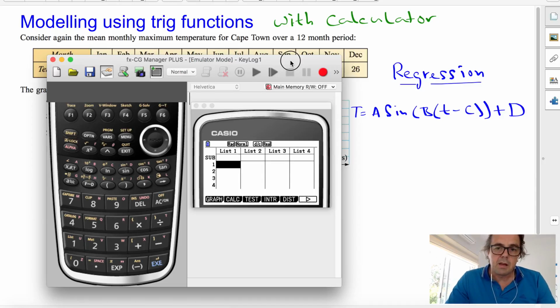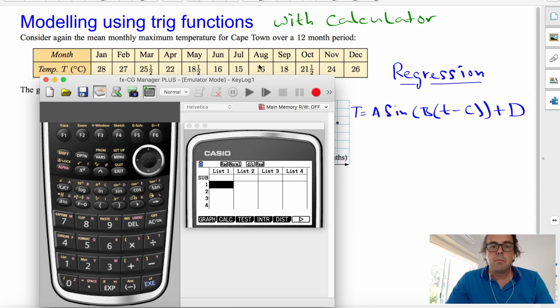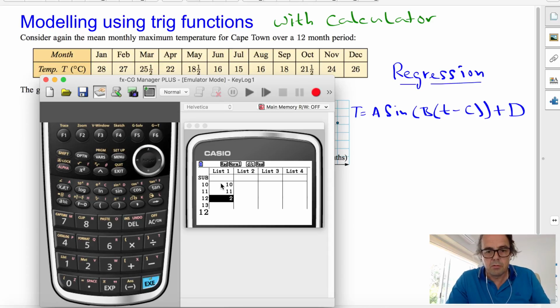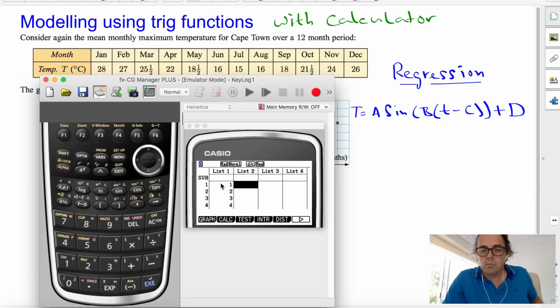Now we need to put that data in. Remember that the months were 1 to 12 and we're going to put them in list 1. So the independent variable goes in list 1. So I'll go 1, 2, 3, 4, 5, 6, 7, 8, 9, 10, 11, 12. Check. Yes.